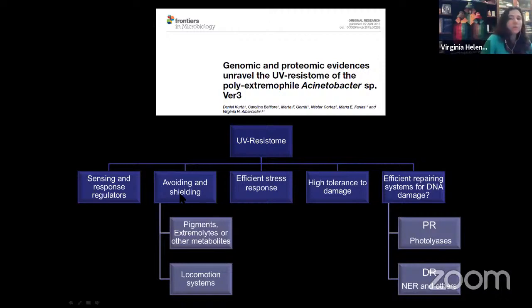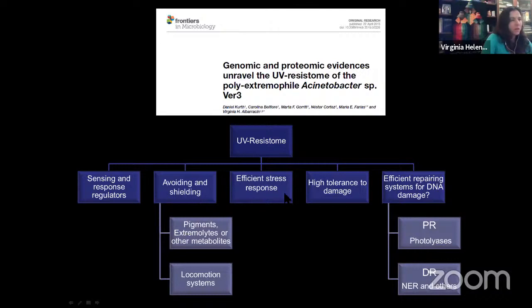And how they respond, there are different ways. One should be avoiding or shielding. They can escape, for instance, using a system of locomotion, or they can protect themselves if they cannot move, which is the case for most of the microbes, especially in these lakes where they don't have enough natural shielding. So they have to use pigments, extremolytes, or other metabolites to somehow filter the UVB that is being produced.